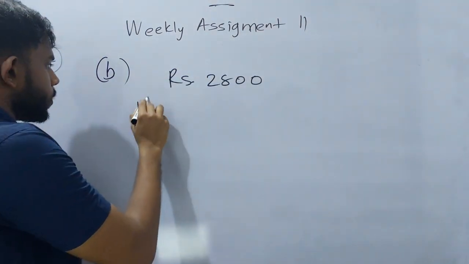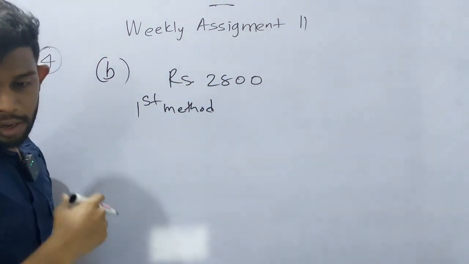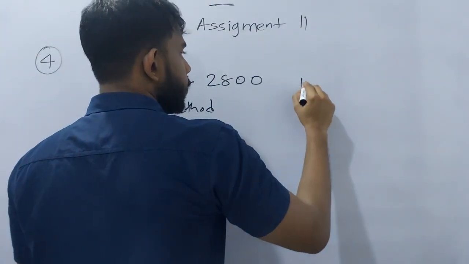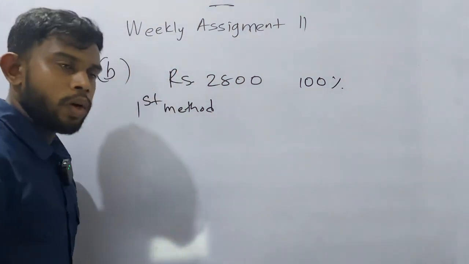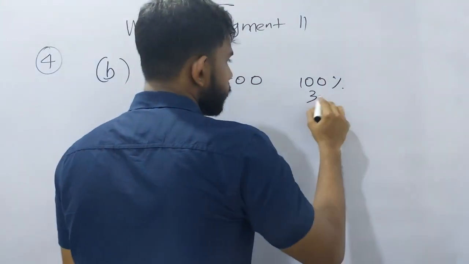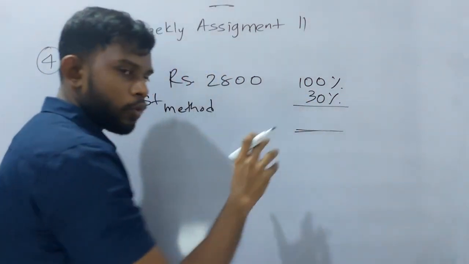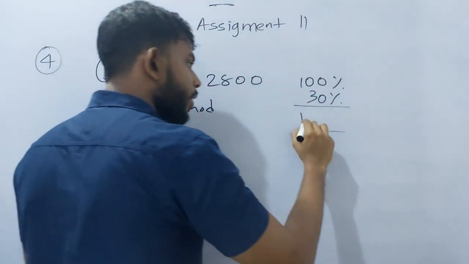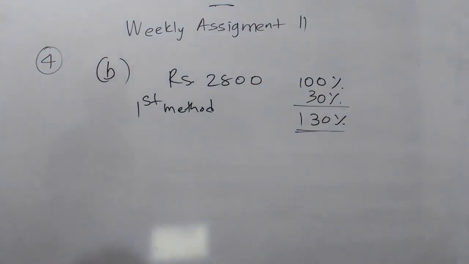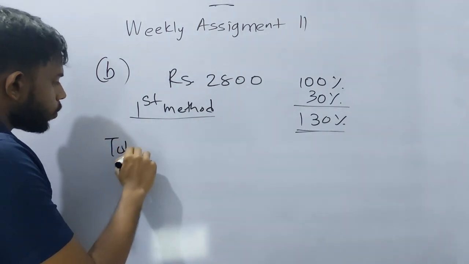So the first method of doing this is, now you know the value of the clock without the custom duty. As a percentage you can take it as 100%. Now there is going to be 30% custom duty. So with that custom duty, the total value of the clock will be 130% of the original value. So according to the first method, you can find the total value directly.